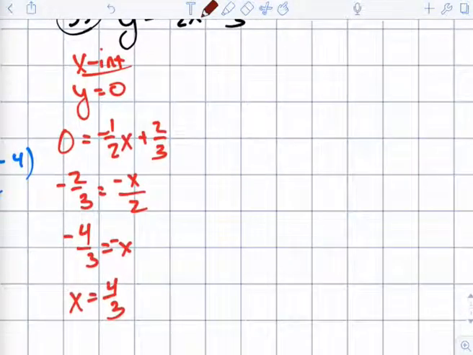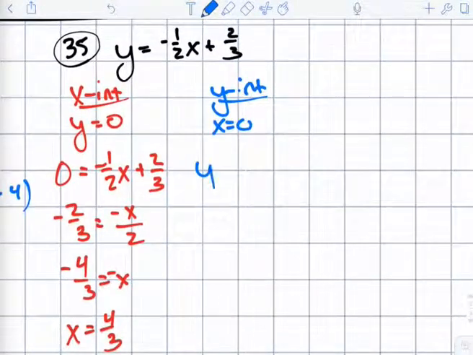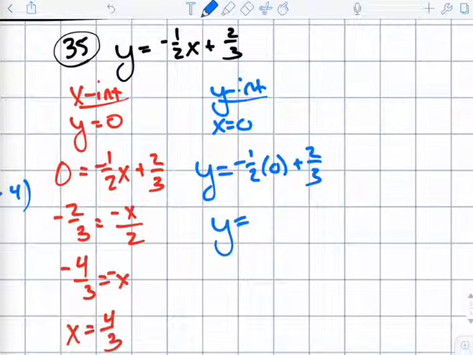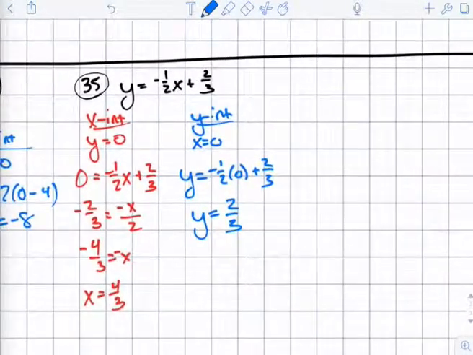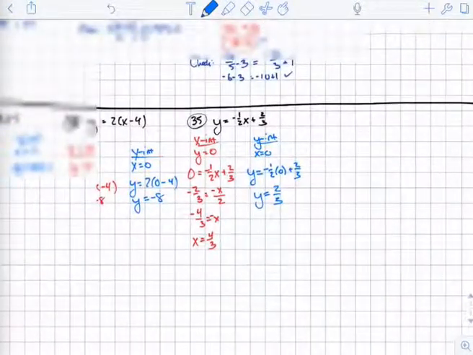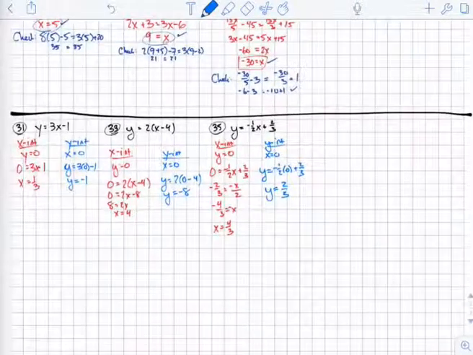So the x-intercept, the y-intercept is for x is equal to 0. Okay, so that's y is equal to negative 1/2 times 0 plus 2/3, or y is equal to 2/3. That's the y-intercept. Okay, so we'll stop there on this section, and we'll pick up with the next video on 37.